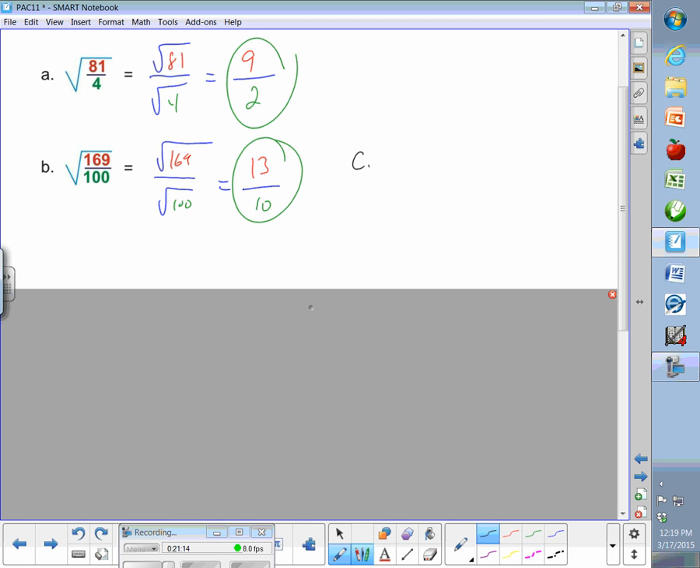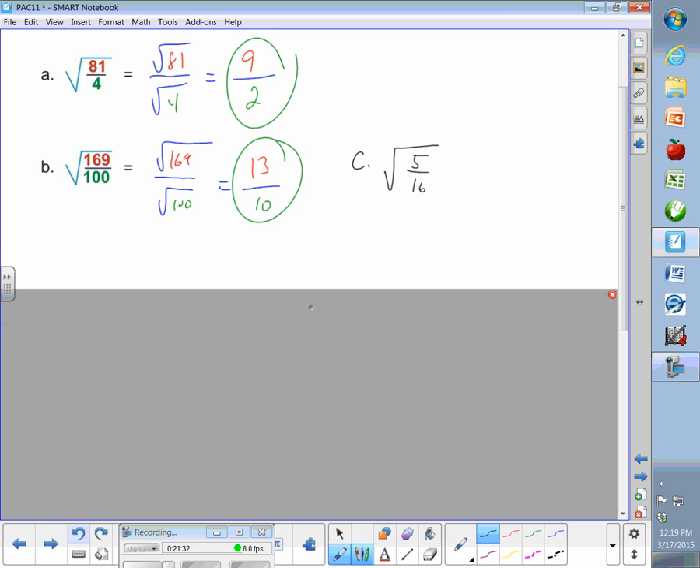All right, let me give you one more here that's not on your sheet. Let's do a C over here. Go ahead and do this one. Square root. Oh, hold on a second. Don't write that. I'm backwards. Square root of 5 over 16. Go ahead and do that one.